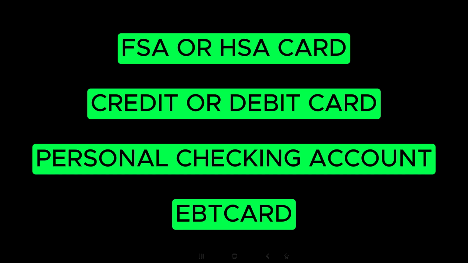Now once you tap on payment method, you can now choose a payment method. So you can go ahead and add an FSA or an HSA card, a credit or debit card, a personal checking account, or an EBT card. Any one of these options will do. You can go ahead, add in your details, and it will be added.